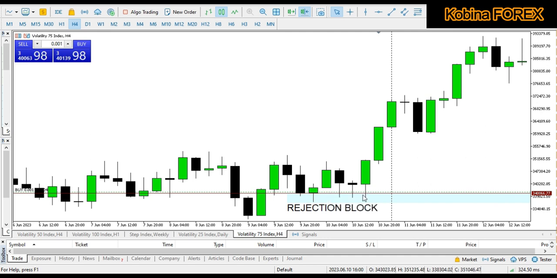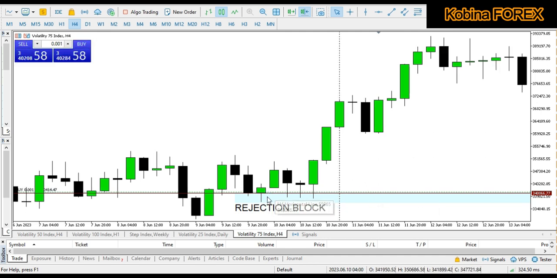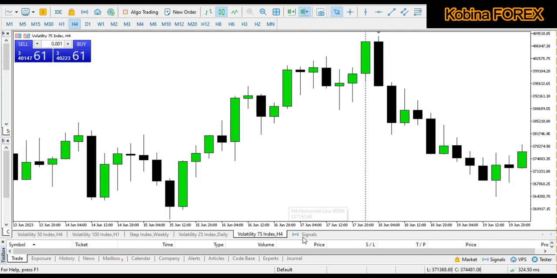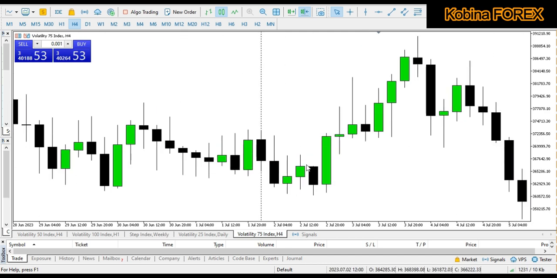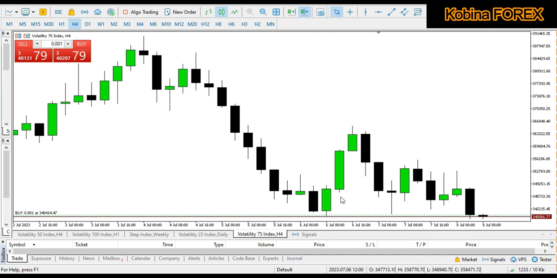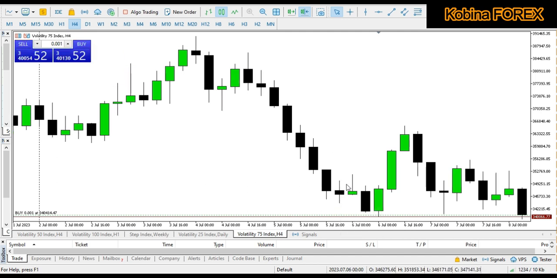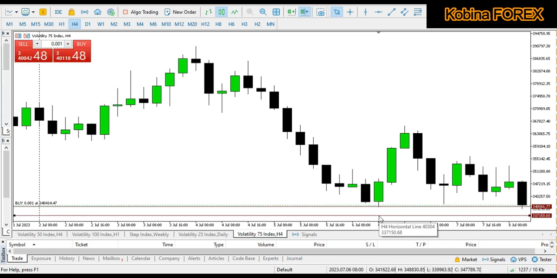Beautifully, price got rejected when it traded into it. So if you are taking a trade with the rejection blocks, prior to the old rejection that has happened here, where do you place your stops? Your stops will be right below the wick of what you are considering as the rejection. For instance, as I took the trade here, my stop loss was supposed to be placed here below this. So easy.